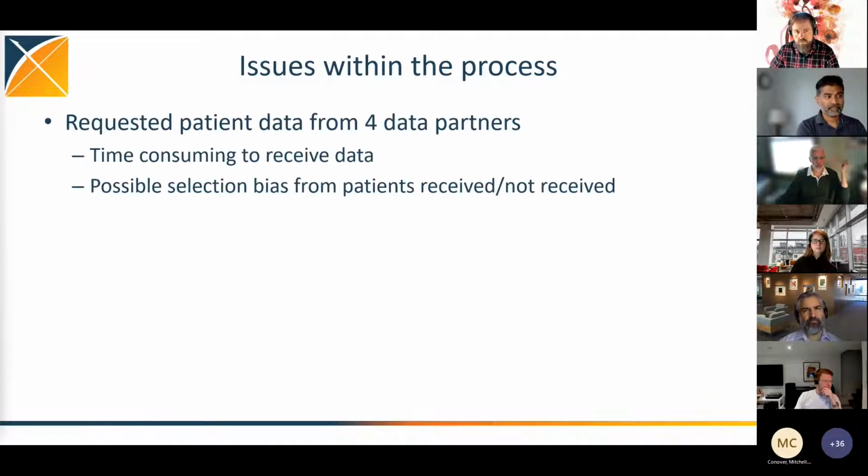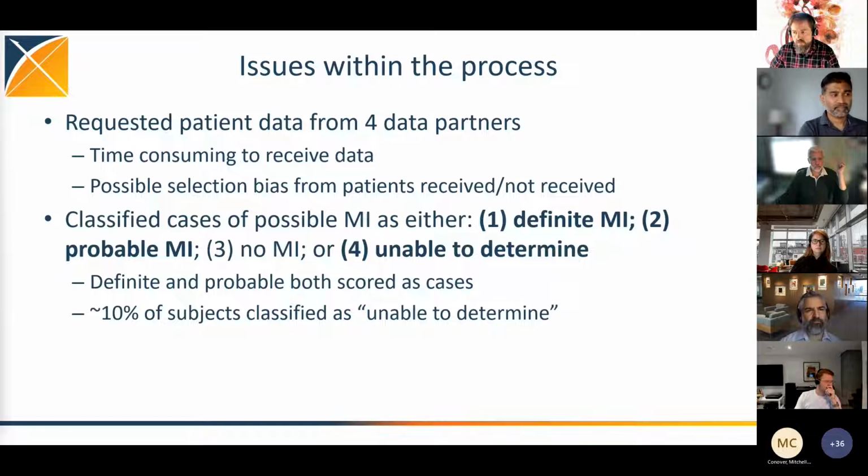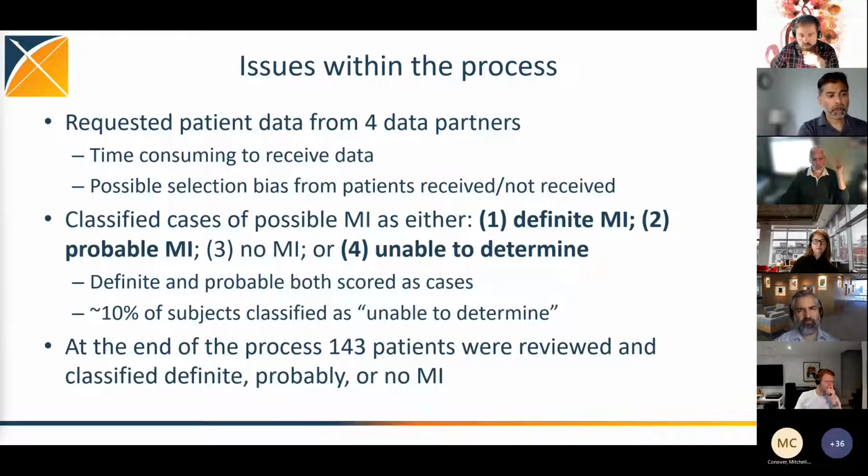A lot of issues with this process. One, they had to request patient data from 4 different data partners, and that's time-consuming to receive the data. There's also the possibility of selection bias because not all the data will be received back from the data partners. There's also issues with classifying the cases. They had a definite, a probable, but there was also unable to determine. And in the case of Catrona, for 10% of their subjects, they were unable to determine whether the subjects had MI or not. At the end of this process, they had 143 patients that they reviewed and classified as either probably, definitely, or did not have an MI.